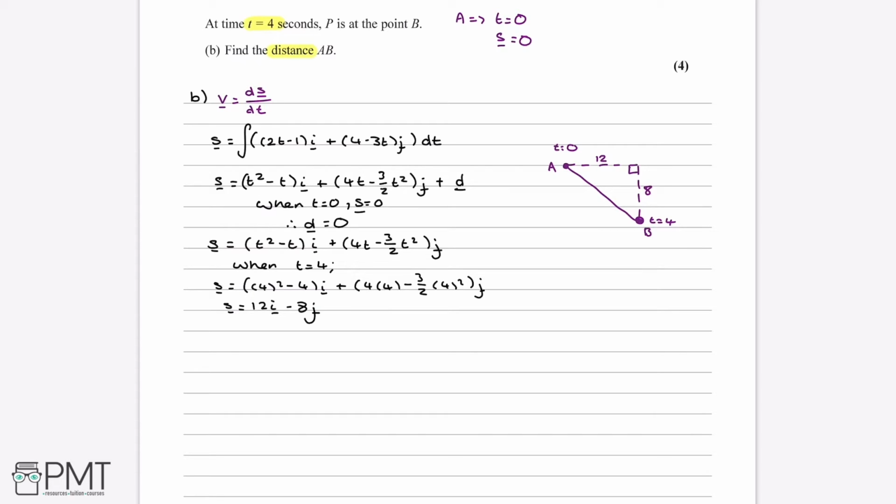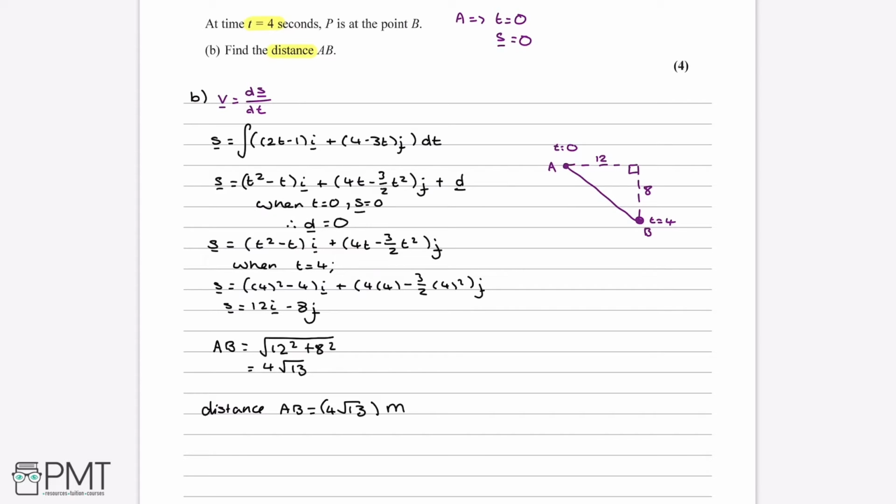So if we use Pythagoras' theorem to find the length AB, we get that AB is equal to the root of 12 squared plus 8 squared, which is 4 root 13. And that is our length of AB. So we can say that the distance AB is equal to 4 root 13. And if we want to add a unit on, it's 4 root 13 metres.